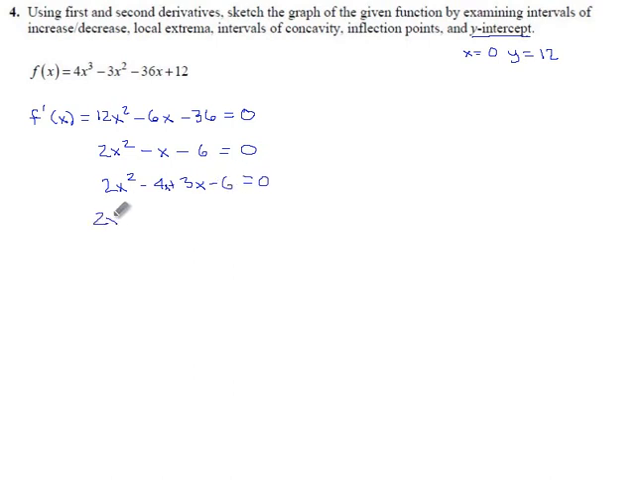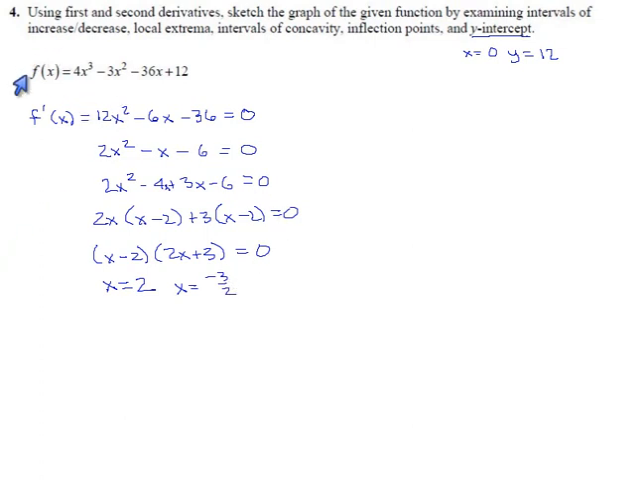Common factor for these is 2x. Common factor for these next ones is 3. And so this cleans up to x minus 2 times 2x plus 3. Now, that gives us two critical numbers for the first derivative. It's 0 when x is 2, and it's 0 when x is minus 3 over 2.